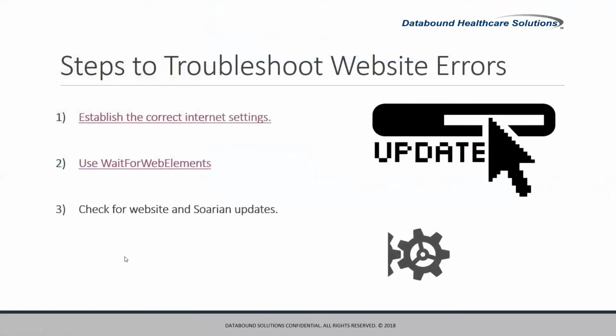Next one I have is to check for your website and Sorian updates. Odds are if Sorian is updating, you might know about it. It's probably been around in your facility. They've been talking about it. So you'll know if Sorian is updating, but it's important to check your third-party websites too, since they do update often. And sometimes, as I mentioned, they won't always tell you that they're updating.